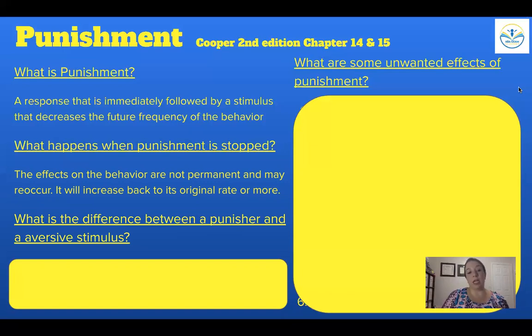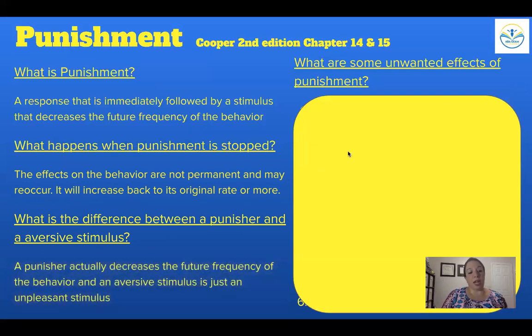Well, it's the same thing here. An aversive stimulus, like Carol said, is something that is aversive, but it's not specifically a punisher, okay? It might not have that punishing effect in the moment, but it is something that's aversive. So the definition that I found is a punisher actually decreases the future frequency of the behavior, and an aversive stimulus is just an unpleasant stimulus.